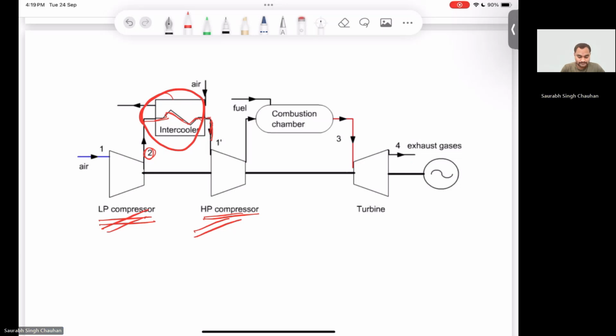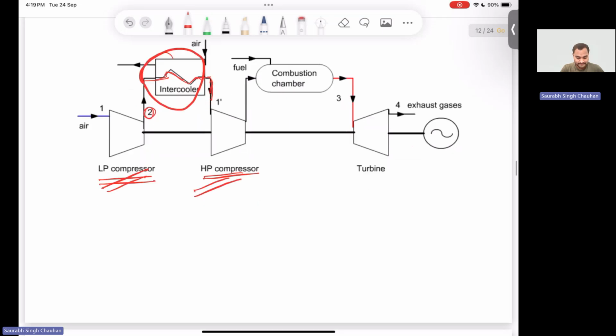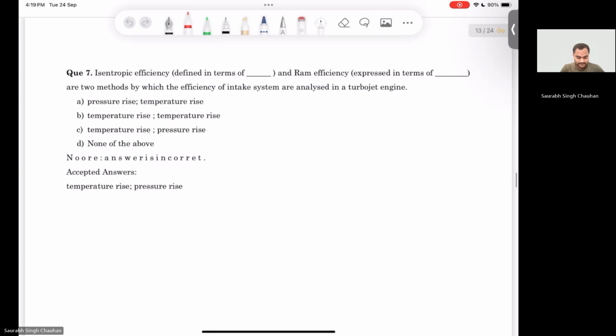Okay, so I hope this is clear, and we will move to the next question, question 7. In this question the answer is also given. Anyways, we will just read the question and answer. Question number 7 says isentropic efficiency is defined in terms of what, and ram efficiency is expressed in terms of something. I mean, you have to fill in the blank.